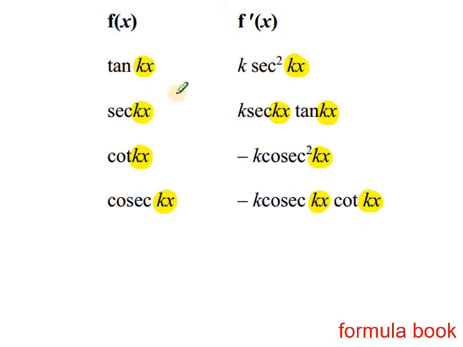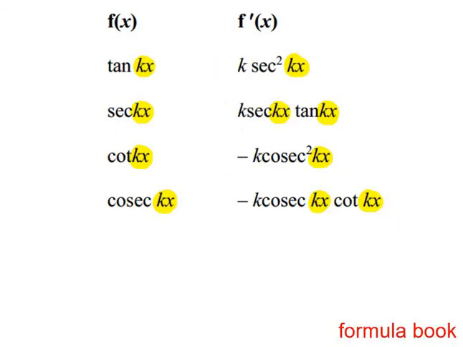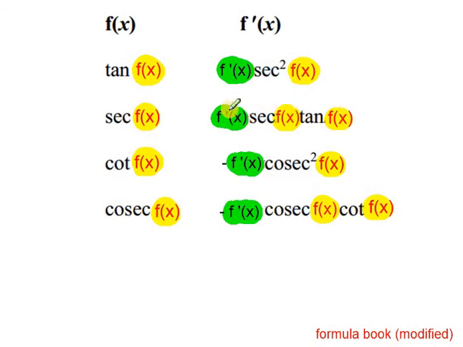If we apply the changes to what you have in the formula book, all of these highlighted terms in yellow are the angles, so kx has to be replaced with f of x, and the coefficients k have to be replaced with f dash x, like this. So you don't really need to memorize any of this, just look at the changes, replace kx and k with f of x and f dash x, and you can continue using the formulae in the formula book.